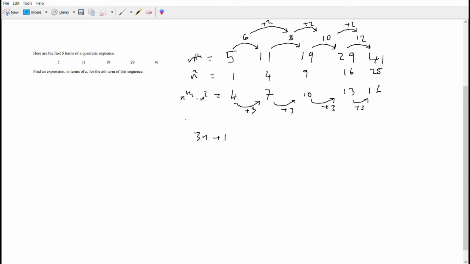And then what do we do? Is this the final answer? No, because there's an n squared that we took out, so we have to put that n squared back into the final equation, and this is your final answer.